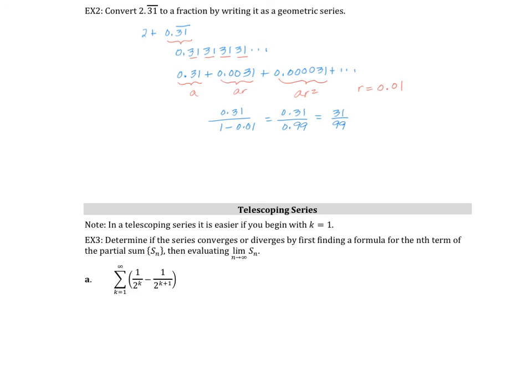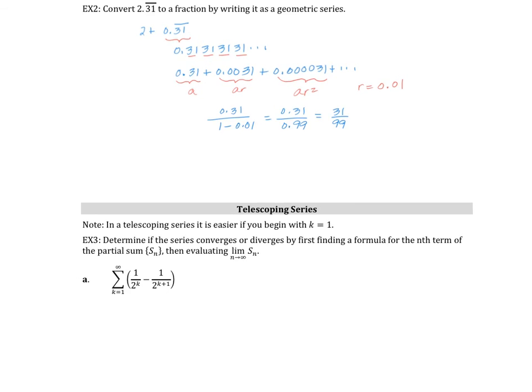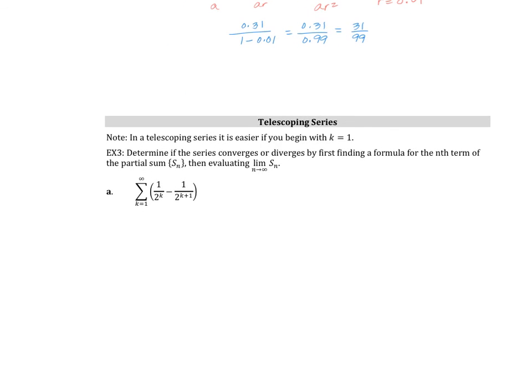Now remember, that was just the repeating portion. This whole expression, this whole repeating decimal, is actually 2 plus 31 over 99, which we can simply do without a calculator. It's going to end up being 229 over 99. And we've used our geometric series to convert from a repeating decimal to a fraction.